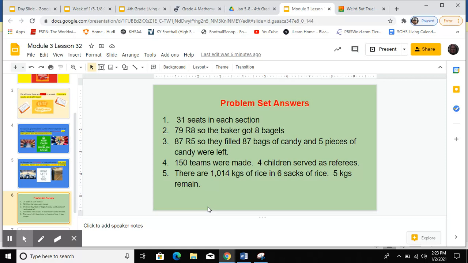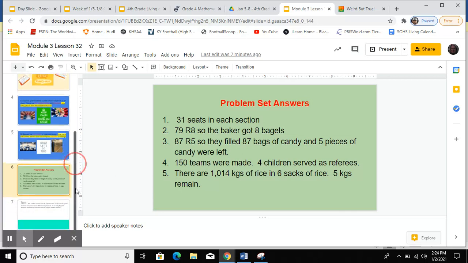Number 4 was 150 teams were made. 4 children served as referees. Number 5, there are 1,014 kilograms of rice and 6 sacks of rice, and there are 5 kilograms remaining. So I think the lesson in this one is you really need to go back to the question to pay attention to what it's asking for, so you know which part of your answer is your answer. Is it the quotient you got? Is it the remainder part of the quotient? So you really need to pay attention to that.